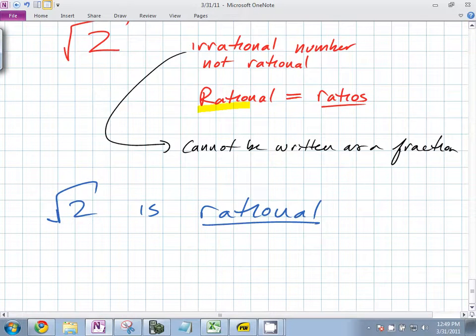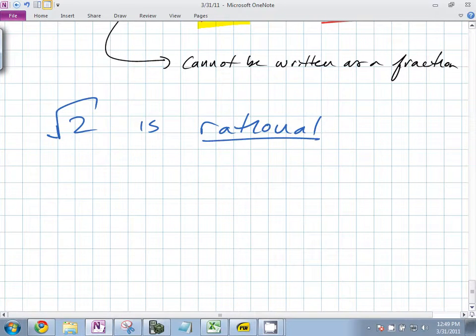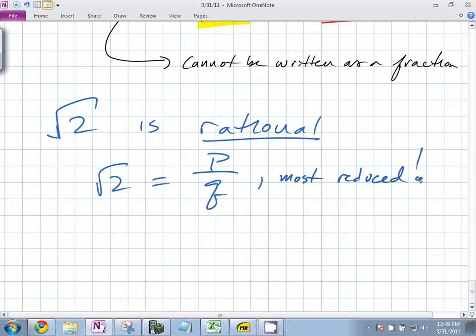If root 2 is rational, what does that mean you can write it as? It means it can be written as a fraction. So therefore, root 2 can be written as p over q, some fraction, where p over q is most reduced. What does most reduced mean? p and q have no common factors.